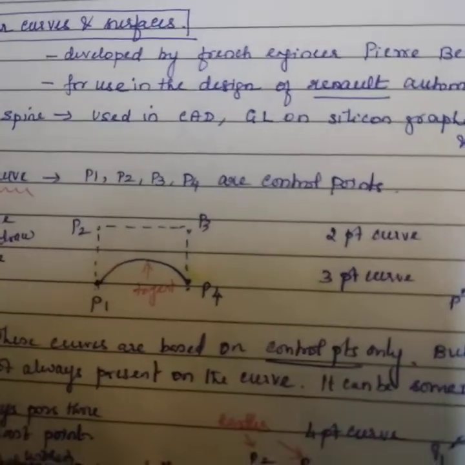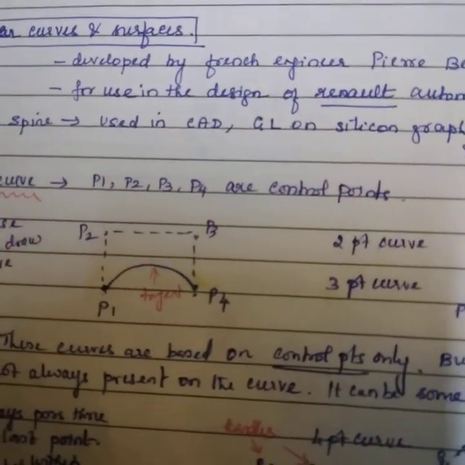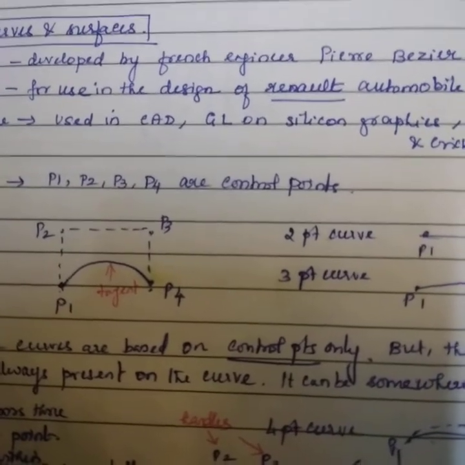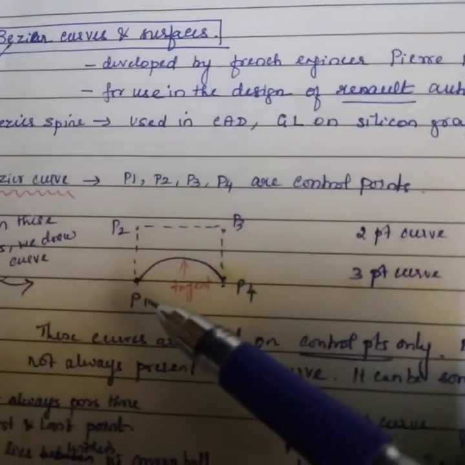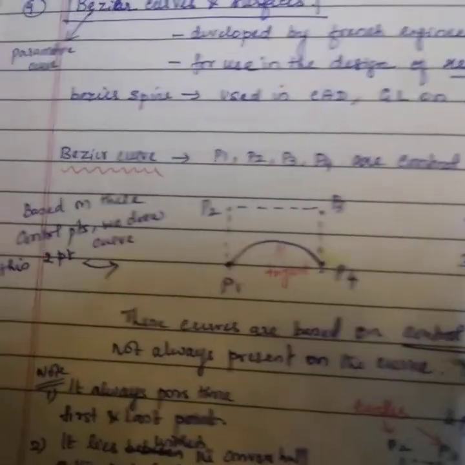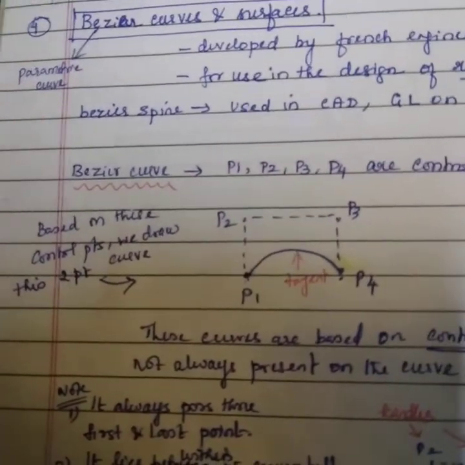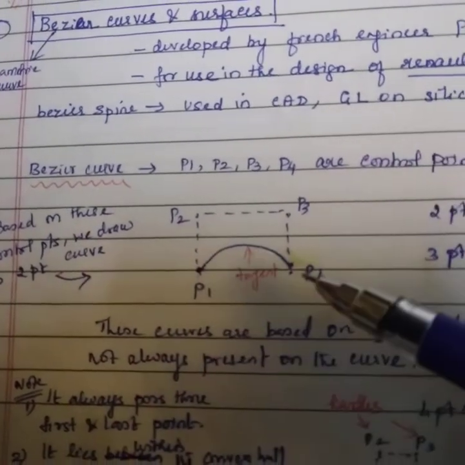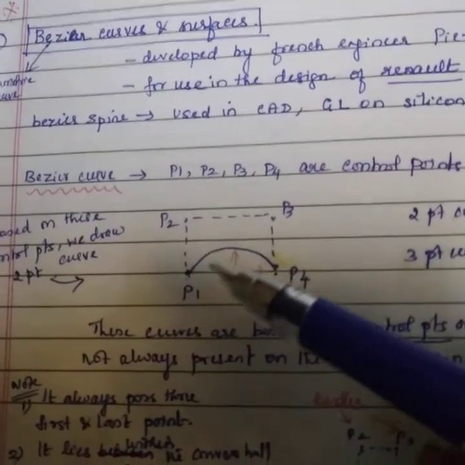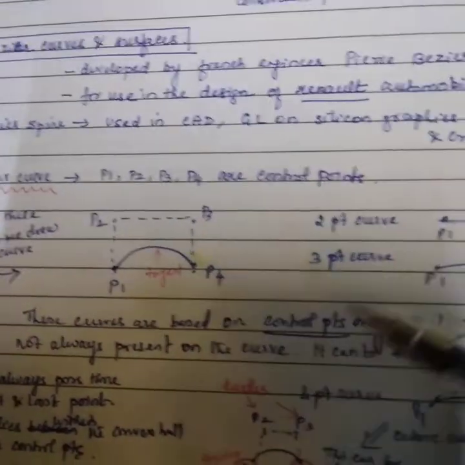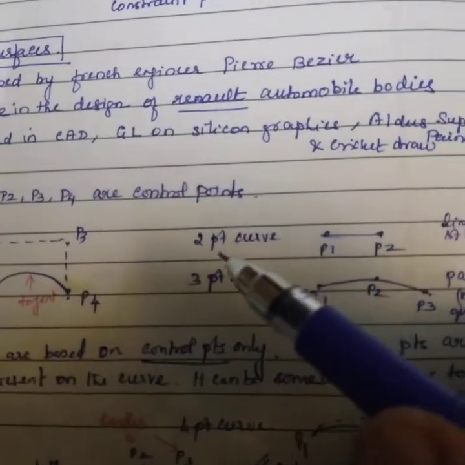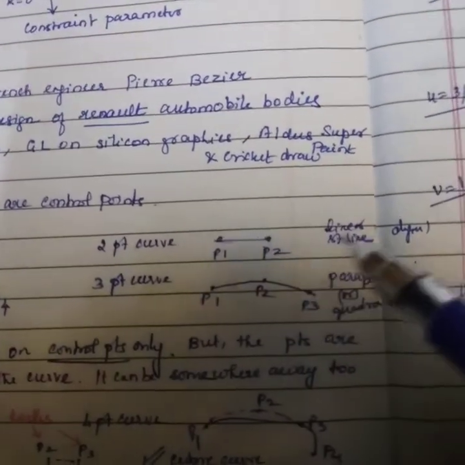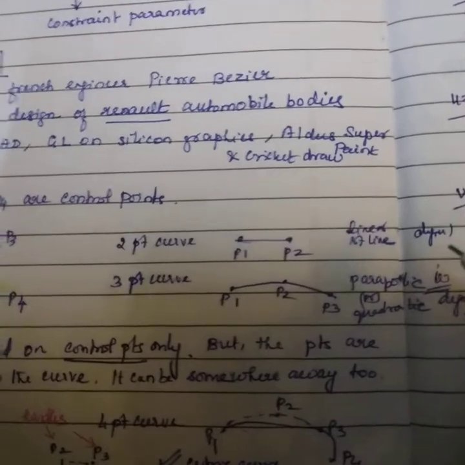This Bezier curve has an initial position, a terminating position, and two separate middle points. Based on these control points, we can draw this curve, and this curve will be called a tangent. We can draw a 2-point curve, and it will be called linear, of degree 1.